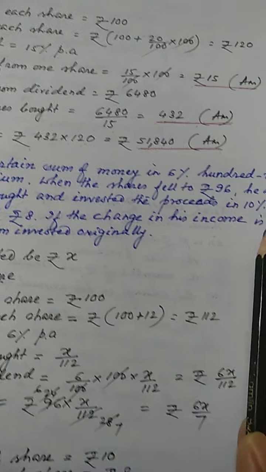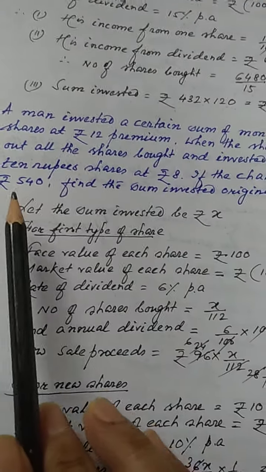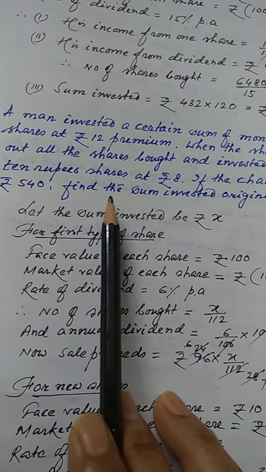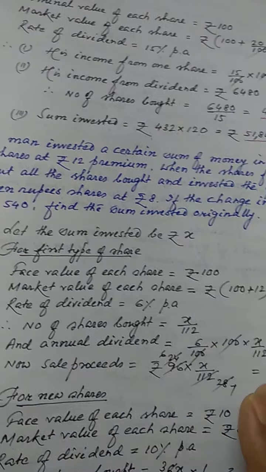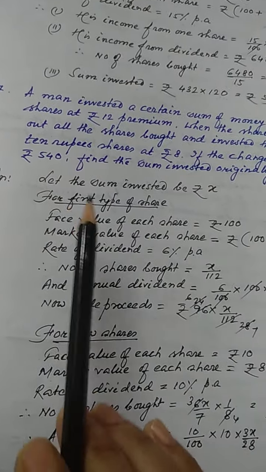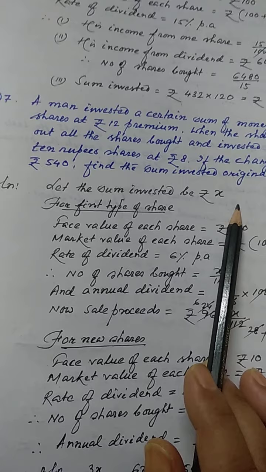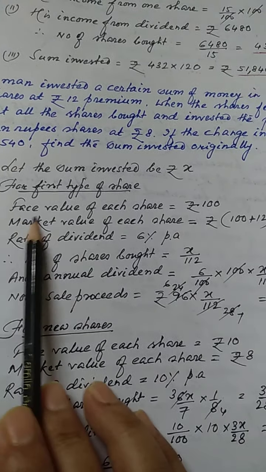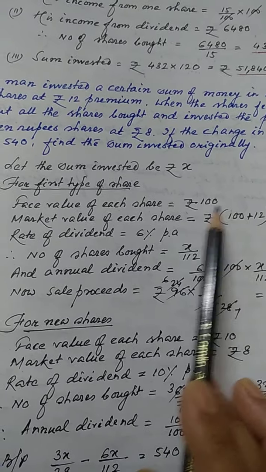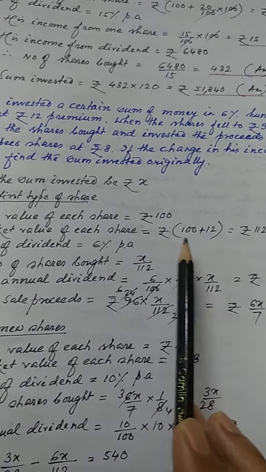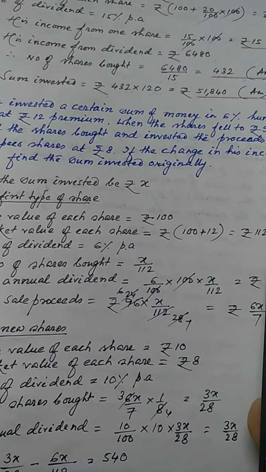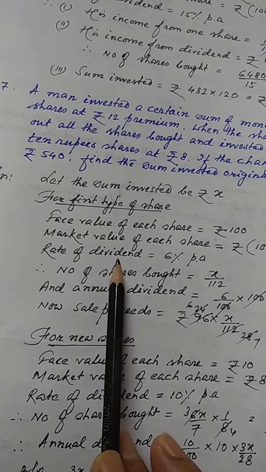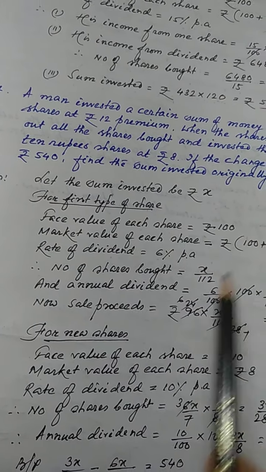If the change in his income is rupees 540, find the sum invested originally. So here I let the sum invested be rupees X. For the first type of share, the face value of each share is rupees 100, the market value of each share is 100 plus 12, that is 112, and the rate of dividend is 6% per annum.